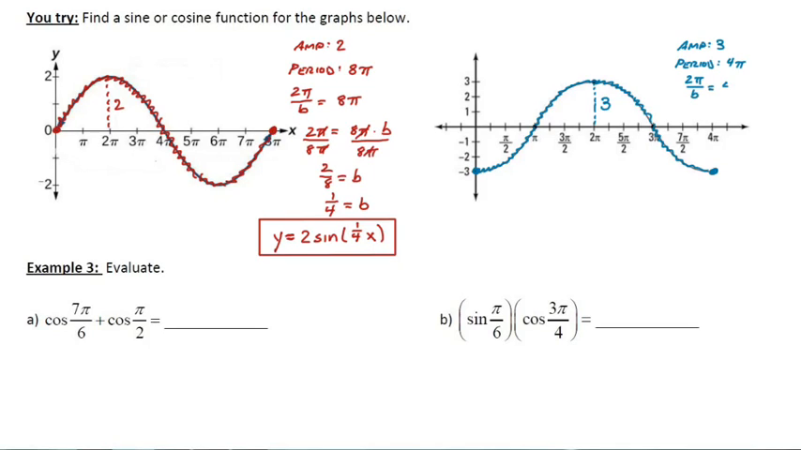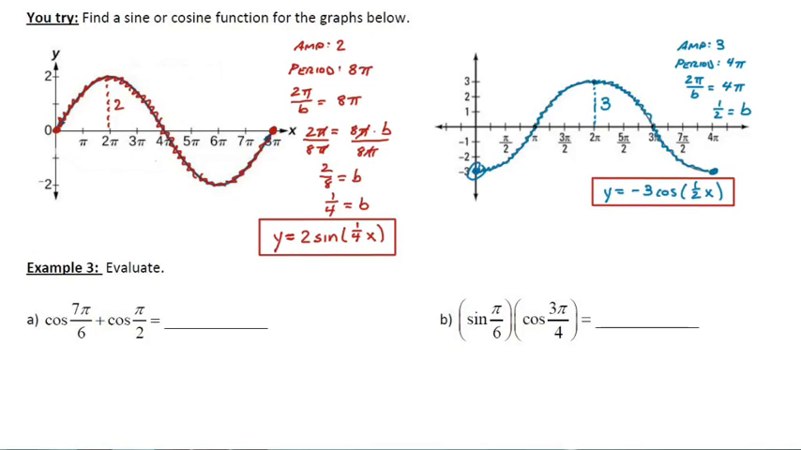So if my period is 4 pi, I would find my b value. 2 pi divided by b equals 4 pi. b has to be a half. So if I want to write a cosine equation for this, my coefficient should be negative because my graph starts below the midline. So y equals negative 3 cosine of 1/2 x. And that's my cosine graph there.